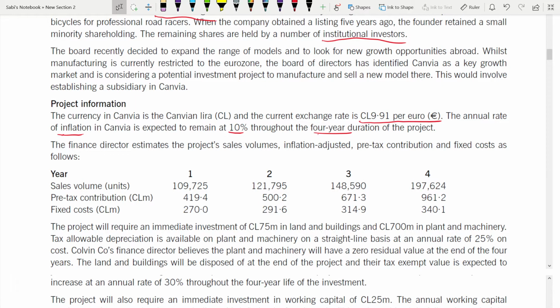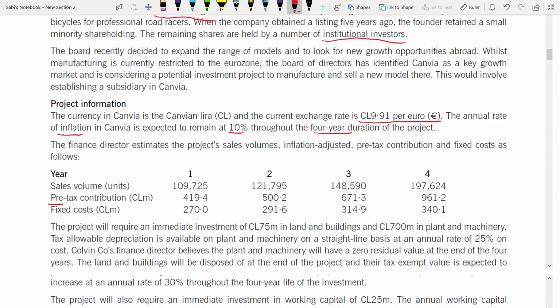Okay, so coming to the finance director's estimates, project sales volume inflation adjusted. Okay, pre-tax contribution, fixed cost as follows. So volume units have been given, pre-tax contribution. That means you have to adjust for tax. This is what pre-tax tells you, that you have to adjust for tax. Everything whatever is pre-tax has to be adjusted for tax. Never leave it in a pre-tax form. Okay, it has to be post-tax.